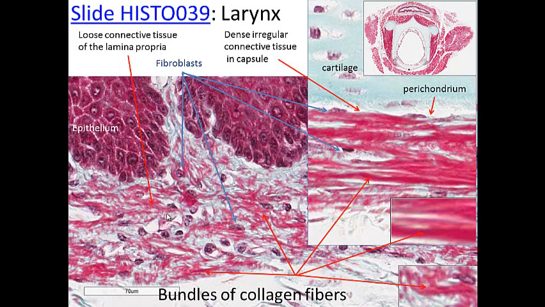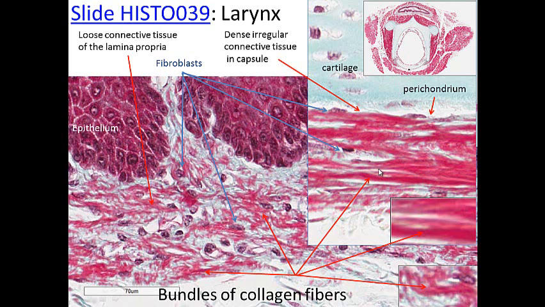Here we can see a special stain that shows you the collagen bundles. Here it is in the lamina propria. This is loose, lots of cells and not many fibers, as opposed to the capsule around cartilage that we can see. You can see where this is right here. This is cartilage, and right out there is a perichondrium, and this perichondrium has a high density of fibers in through there.